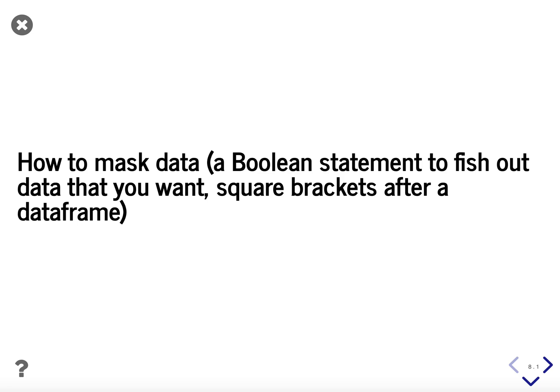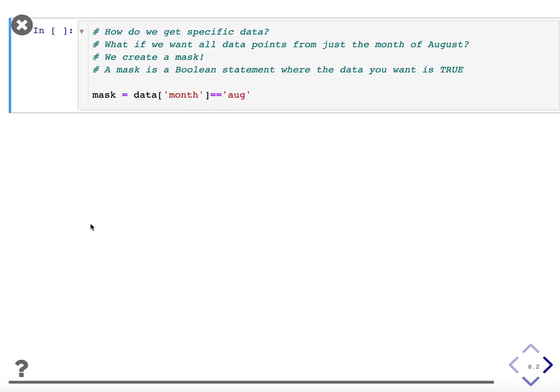Next, we're going to talk about something called masking. Masking is very important, and it's a way to find specific data that fulfills a criteria. And it's a Boolean statement. Remember, a Boolean statement is something that can only evaluate to true or false, to find all the data in your data frame that is true with respect to the Boolean statement. So this is what masking does. It gives us specific data. And as I said, it's very simple. A mask is just a Boolean statement.